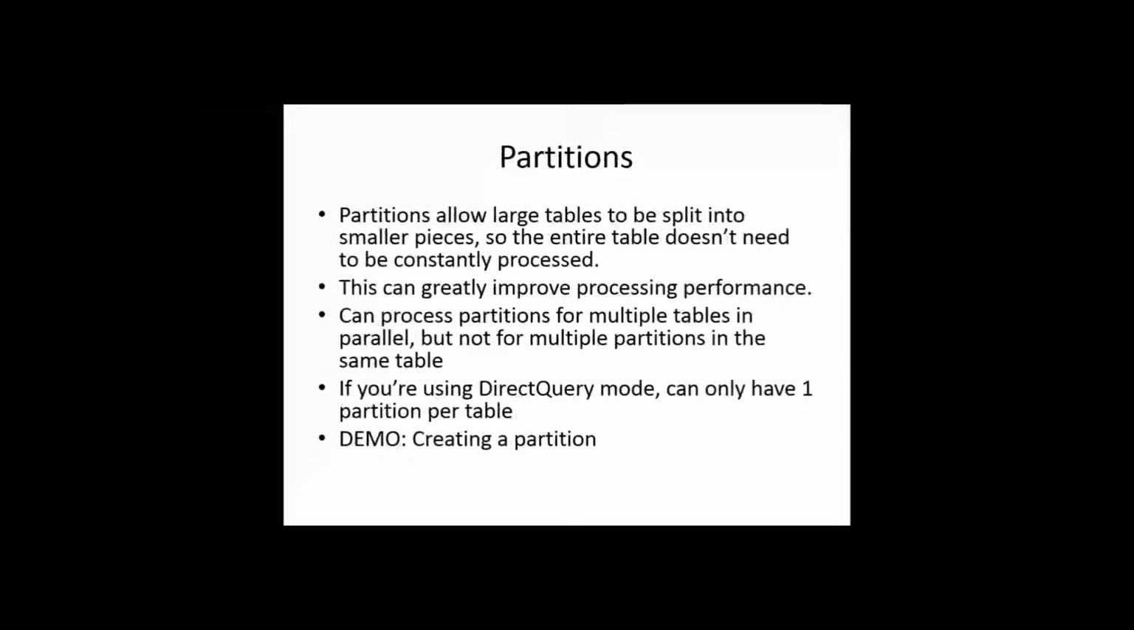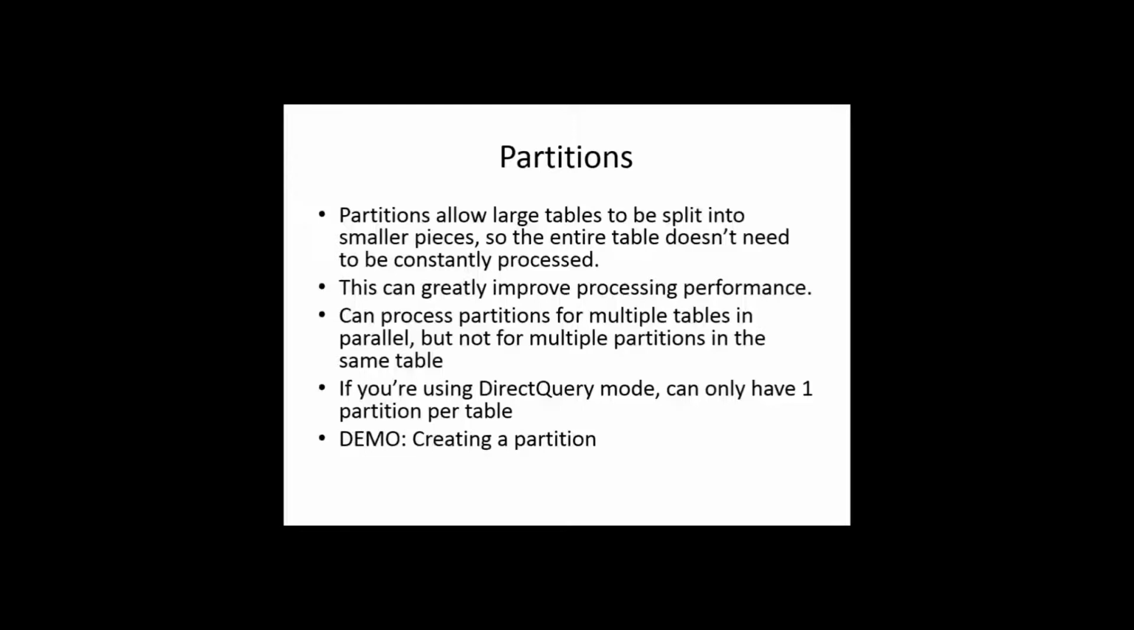So now that I just went through the demo for partitions, we'll go through perspectives next. But I'm going to cover the partitions slide real quick here. Partitions allow large tables to be split into smaller pieces, so we don't have to reprocess the entire table. It improves performance, and one big rule with Tabular is that you can only process partitions for multiple tables in parallel, but you can't process partitions for the same table in parallel. So if I have multiple partitions across, say, 3 different tables, I could process one partition from each of those 3 tables together, but I could never process all 3 partitions in the same table at the same time.